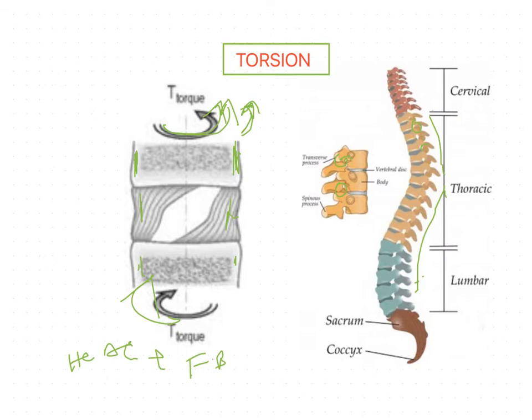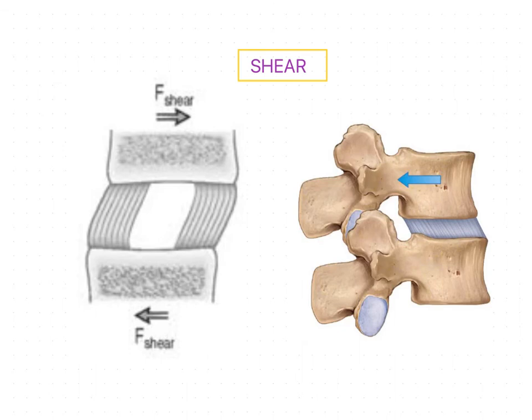Now we'll move on to the shear forces. Yes, shear forces act on the midplane of the disc and tend to cause each vertebra to undergo translation, for example, anterior to posterior, and also from side to side in relation to the inferior vertebra.